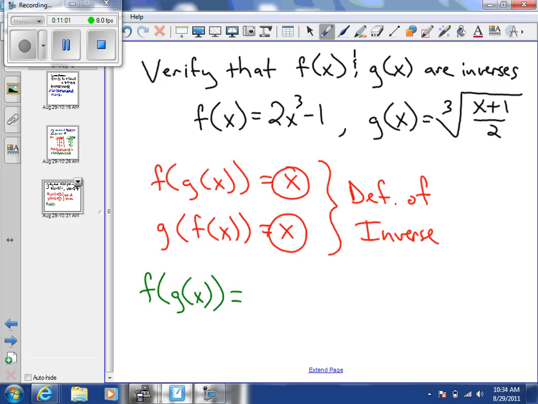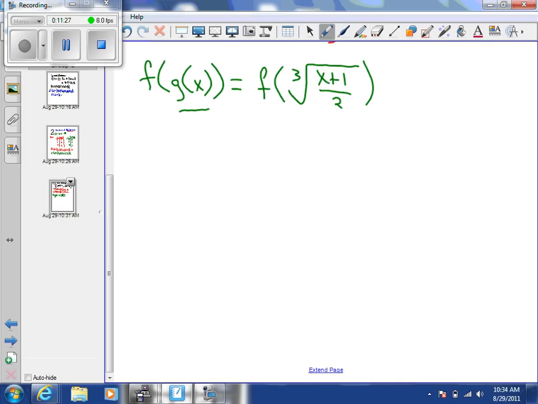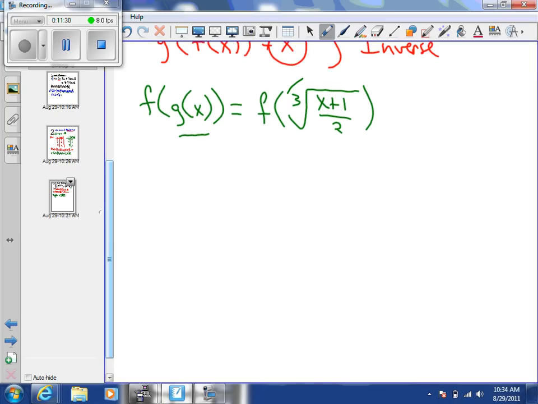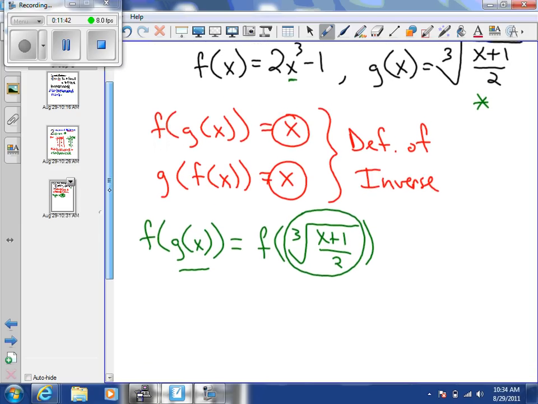Well, from section 1.5, it means that we're going to take the function g and plug it into the function f. So that means we're going to do f of, instead of writing g of x, I'm going to replace that with what that is. Now if I look up on top here, g of x is the cube root of x plus 1 over 2. What I need to do now is take this stuff inside here, the cube root of x plus 1 over 2, and plug that in here for f. That's what this is going to be.